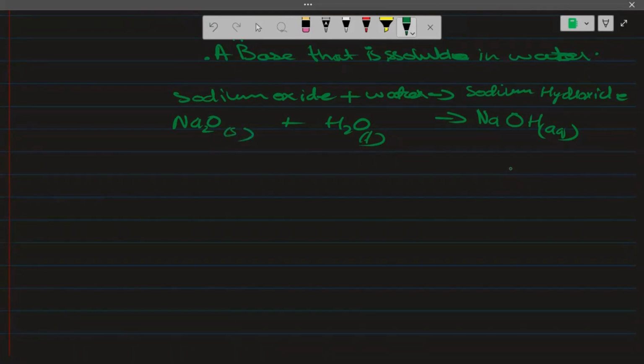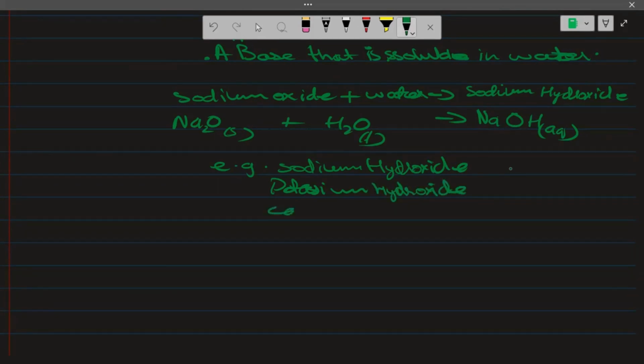So what are some examples of an alkali? Sodium hydroxide is an example of an alkali. We can also say potassium hydroxide is an example of an alkali, and calcium hydroxide is also an example of an alkali.